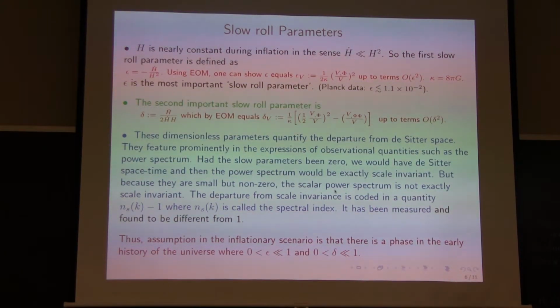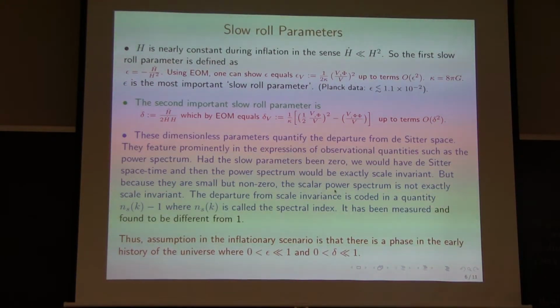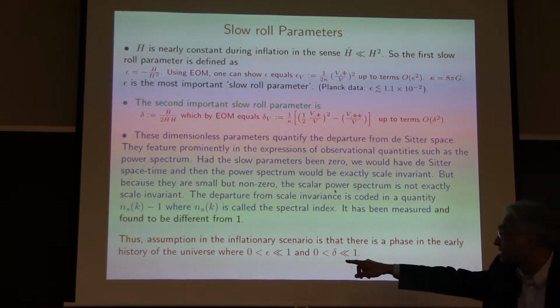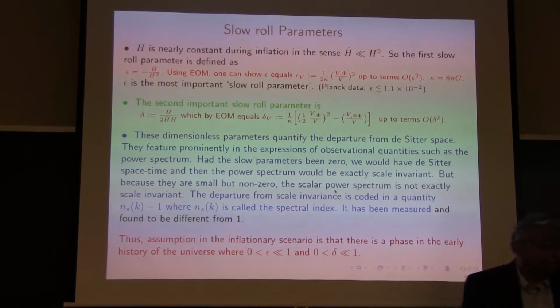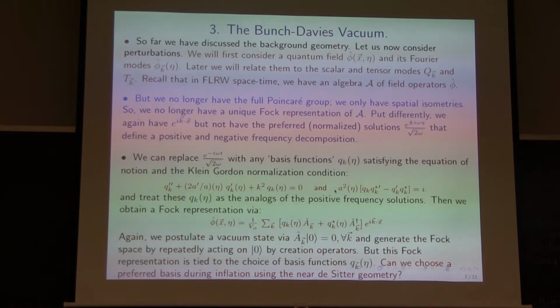Scale invariance just means that the power is constant with respect to the wavelengths. And the Planck data has shown that this is not the case, and this has been established to 7 sigma, so it's a really firm observation. So the naive idea that it was really just an exponential expansion and we don't need inflation is not true. I'm not saying that inflation is the only thing that will do it, but it is something that does. Thus the assumption in the inflationary scenario is that there is a phase in the early universe where epsilon is much smaller than 1 and delta is much smaller than 1. By much smaller than 1, we mean less than a percent, or about a percent.